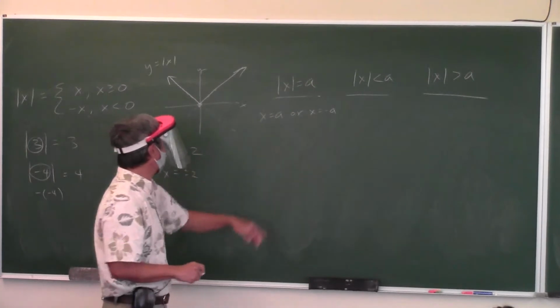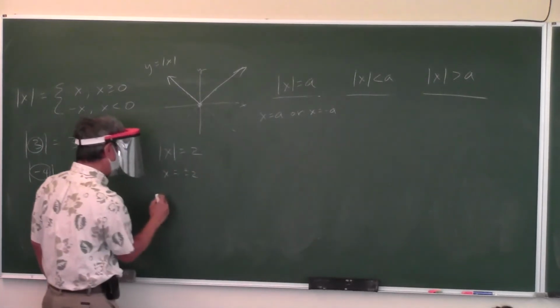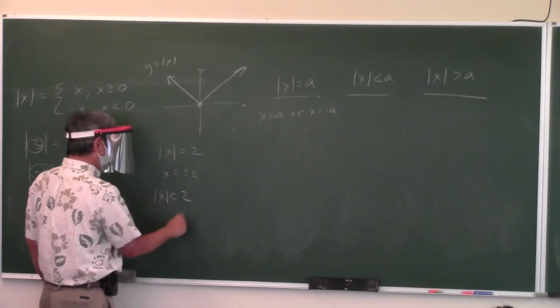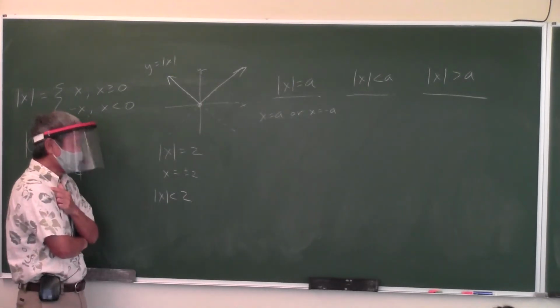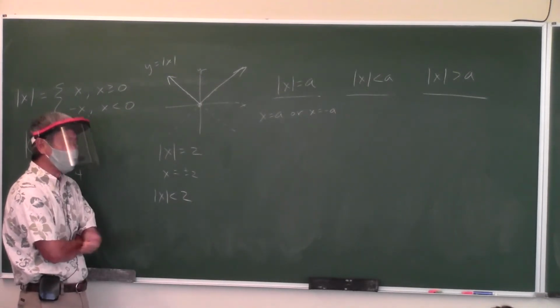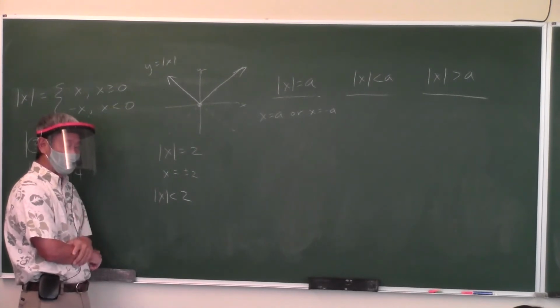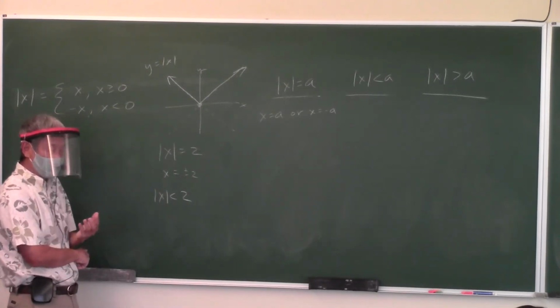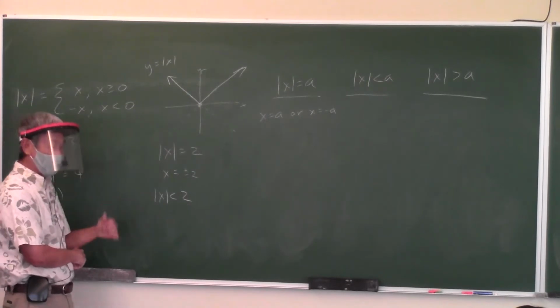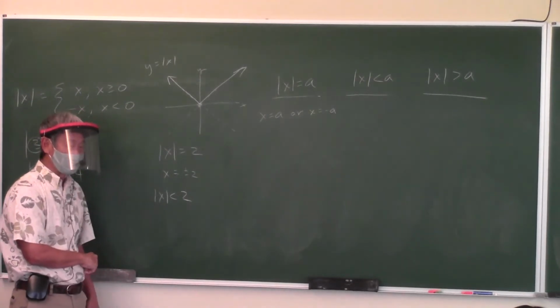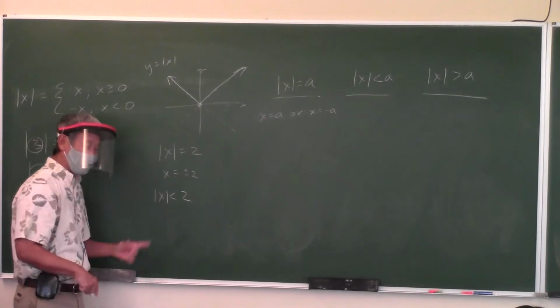Okay, what about this one? Let's do a specific number. If the absolute value of x is less than 2, what does that mean? What numbers can I plug in here to make it true? Like 0, 1, 1.5, 1.8? What about negative 1? Negative 1.9. So what numbers can I plug in for x that will make this true?